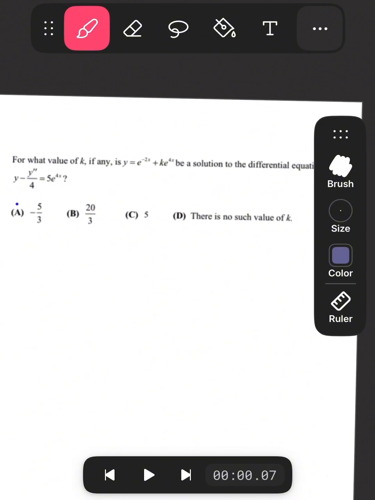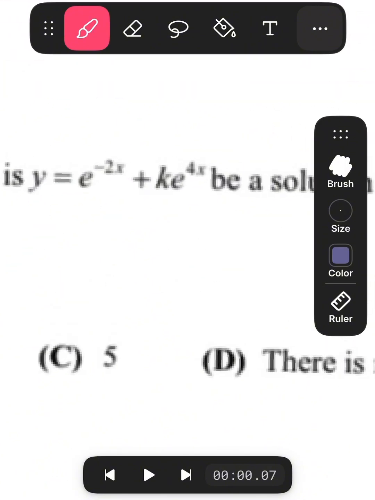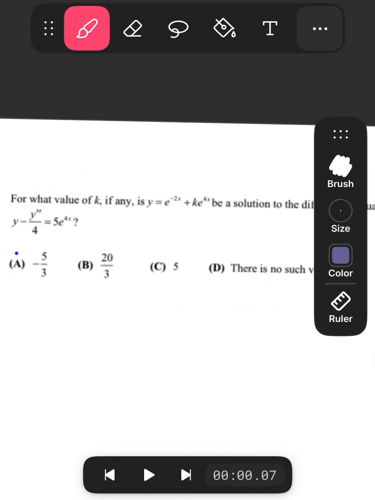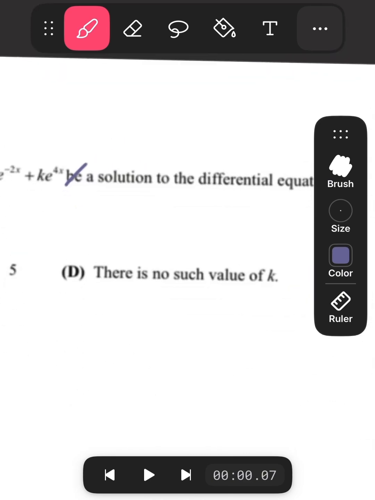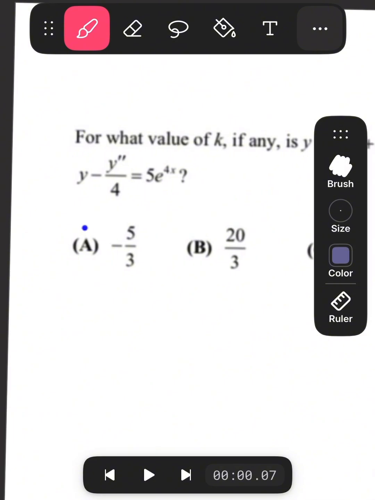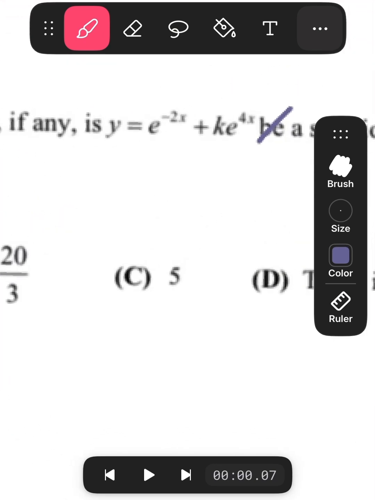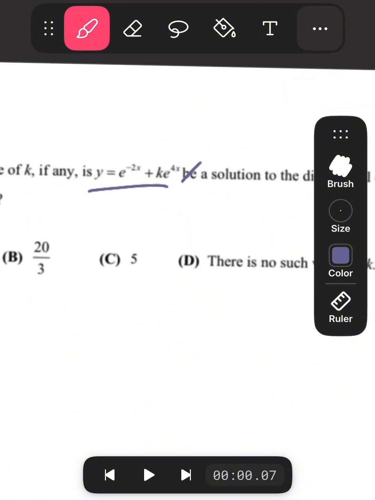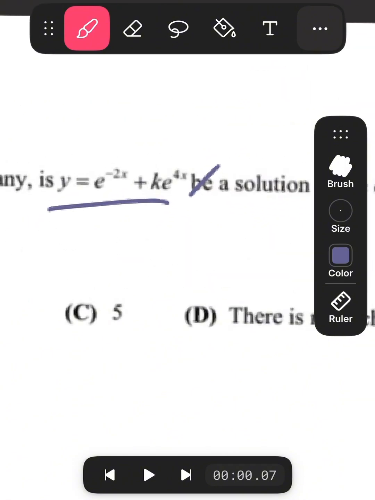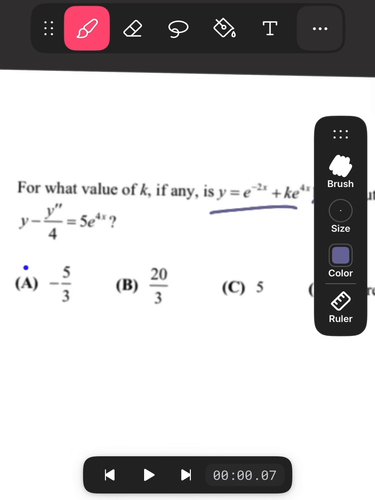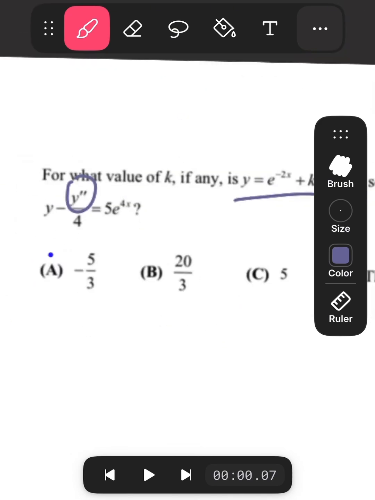It's asking for what value of k, if any, is y equals e to the negative 2x plus k e to the 4x a solution to the differential equation y minus y double prime divided by 4 equals 5e to the 4x. So the way that we do this is going to be the same as the others at first, where we're going to take this possible solution and find the second derivative of it.